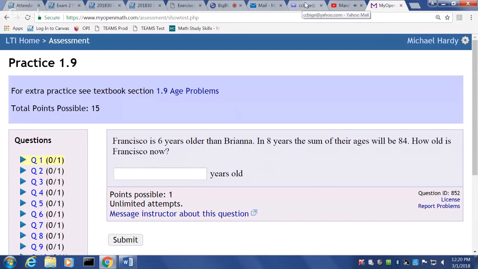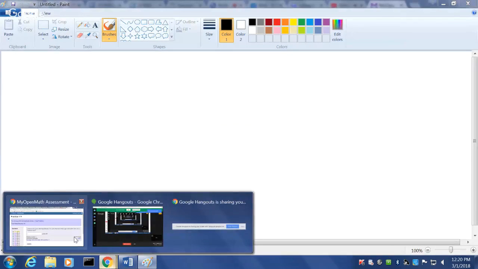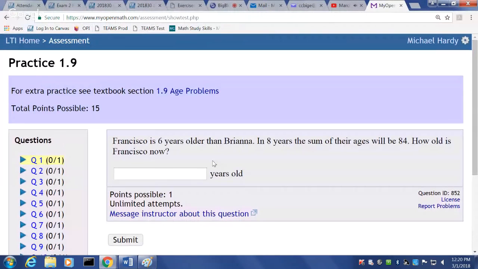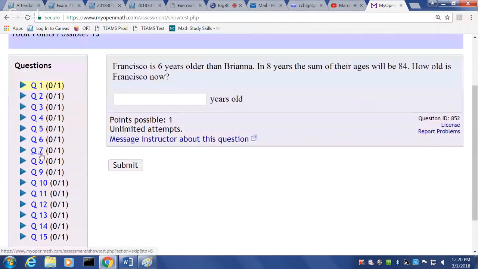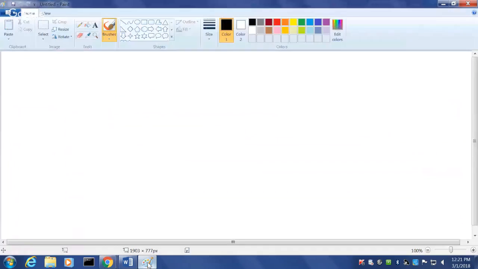Okay, all right, there it is. So just tell me what problem number you're interested in. We'll just start discussing. Number 7? Okay. So I've got the sum of the ages of Devante and Jasmine is 85 years. 10 years ago, Devante's age was 4 times Jasmine's age. How old is Devante now?